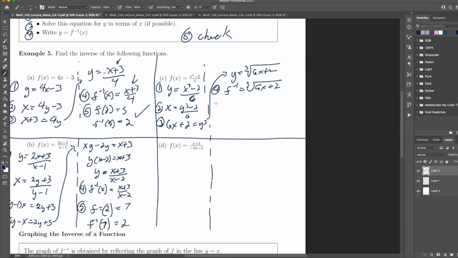And so here, let's just test a point again. What point seems good to test? Let's just do 2. Actually, 2 works out great. So f of 2: if we plug 2 in here, I get 2 cubed, which is 8, minus 2, which is 6. 6 over 6 is 1. F inverse of 1: this would be 6 plus 2, which is 8. The cubic root of 8 is indeed 2.